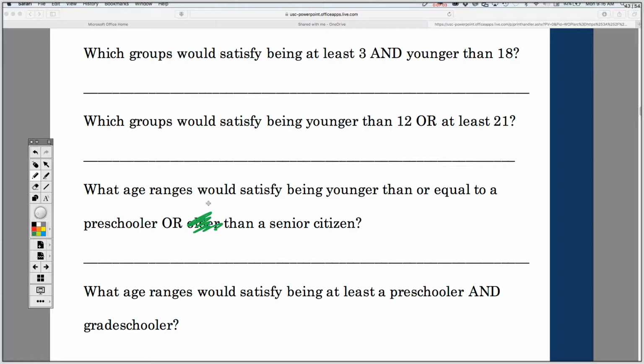Don't worry, there's no senior citizens in here. We can talk about them. They don't care. I'll never hear about it.